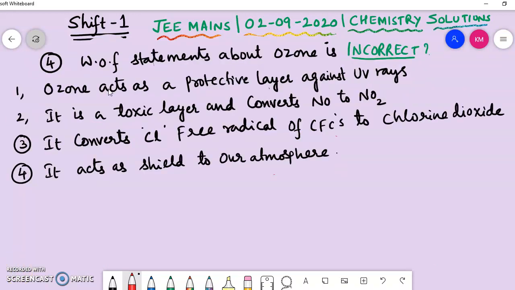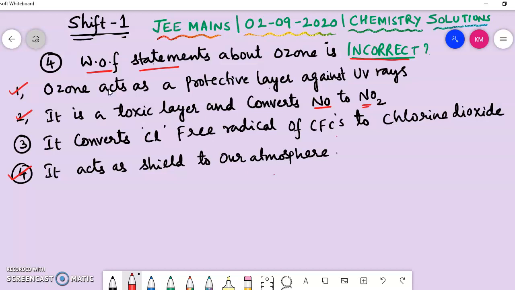Our next question here it is, which of the following statements about ozone is incorrect? Correct statements, you can easily pick it out. Ozone acts as a protective layer against UV rays, of course, which is protecting us from the UV rays, and it acts as a shield to our atmosphere. It is also correct statement. Now you have to check either 2 or 3. Guys, it is a toxic layer and converts NO to NO2, nitrogen oxide to nitrogen dioxide. This is also correct statement, guys.